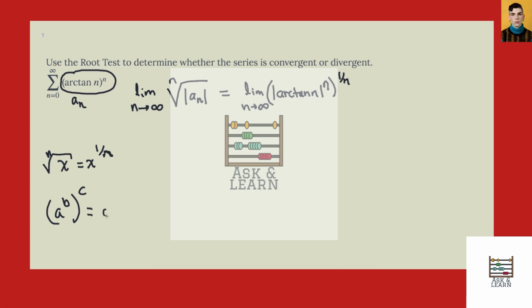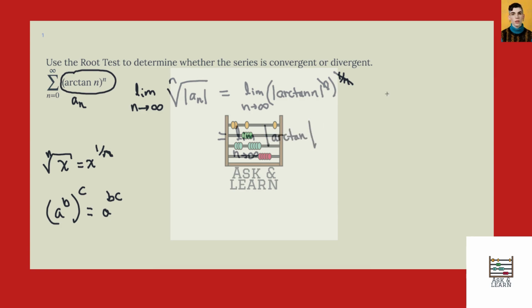So we'll use another fact about exponents. When you raise an exponent to another, you just multiply those two exponents. So here we multiply b and c, we just get 1. And then we just have the limit as n approaches infinity of the absolute value of arctan n.